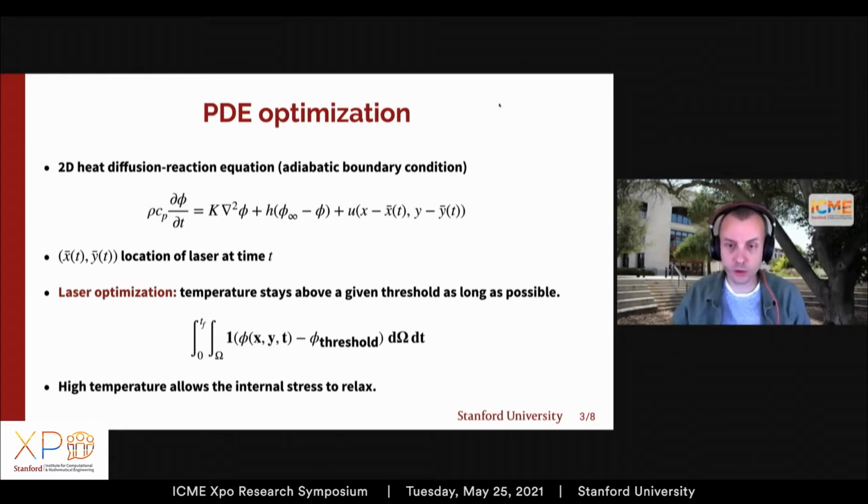So you have a source term here. Hopefully you guys can see my mouse. You have a source term, which is basically the laser that's hitting the metal, and then it generates heat and raises the temperature, and then this temperature diffuses throughout the part. And so the goal is to optimize the path of the laser in order to maximize this objective function. The goal is basically to try to maintain the temperature above a given threshold for as long as possible.